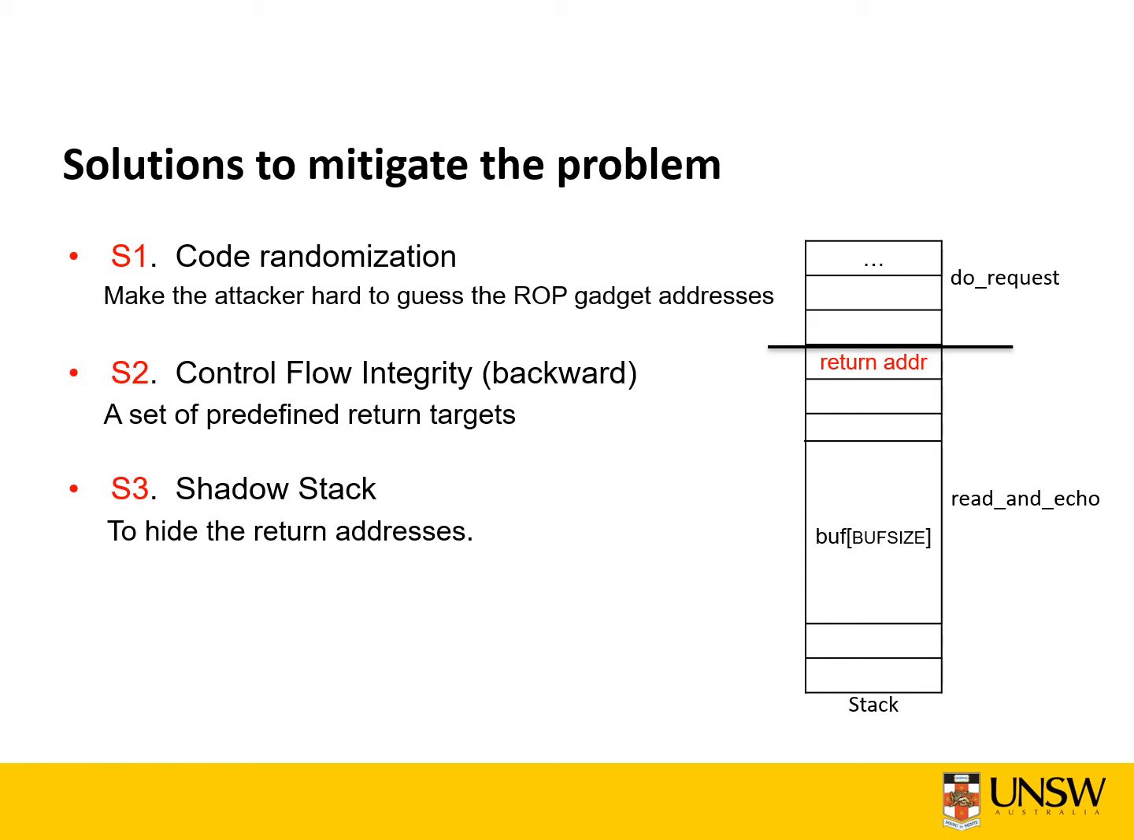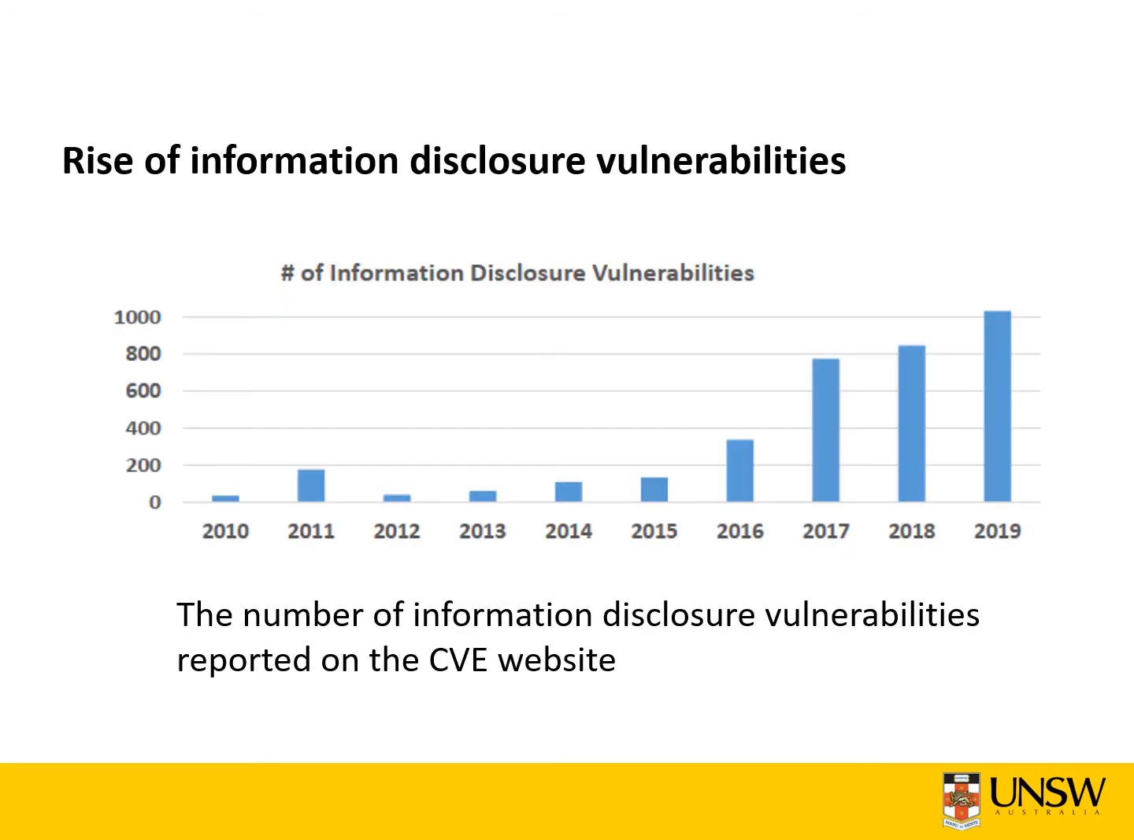There are several existing solutions for protecting return addresses, including code randomization, control flow integrity, and shadow stack. The shadow stack technique hides the return addresses in a hidden stack. It relies on hiding the location of the shadow stack, so it's vulnerable to information disclosure. As shown in this slide, the number of information disclosure vulnerabilities reported on the CVE website has risen quickly in recent years.